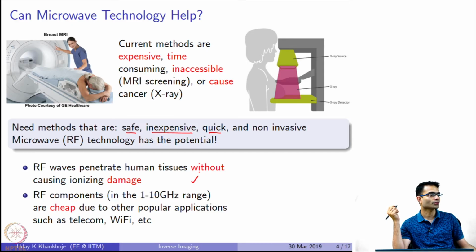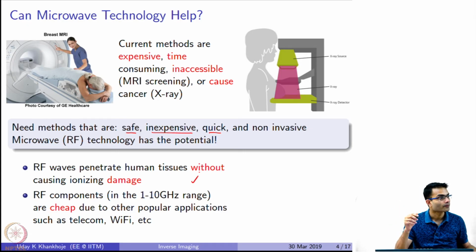The most ordinary phone you can get for 1,000-2,000 rupees. That tells you that the RF components, the transmitter, receiver and the RF circuitry inside is cheap. Otherwise, how could you get it at that price? Wi-Fi, every place we go to has Wi-Fi, right? And Wi-Fi works at what frequency? 2.4 gigahertz, right? So in this range, 1 to 10 gigahertz, you can get off-the-shelf components that are inexpensive, right? You don't have to design it, you can just buy it.